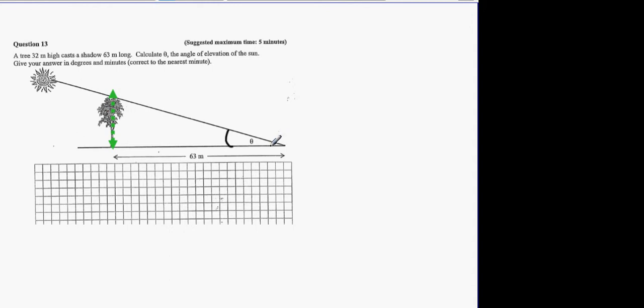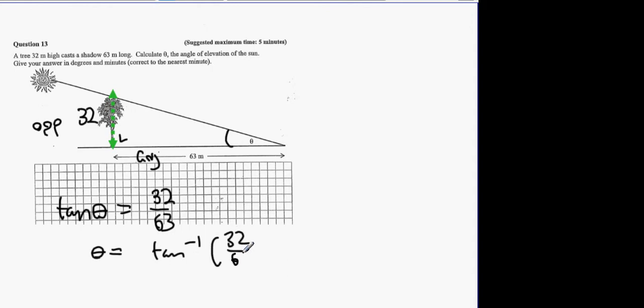Now, what you can say this is, the tree is 32 meters high. It's 63 meters long. It's a right angle triangle. The next thing you have to do is, the opposite is 32, but the adjacent is 63. So what you're going to get here is this, guys: tan theta equals 32 over 63.